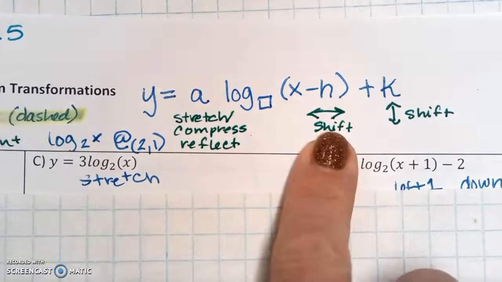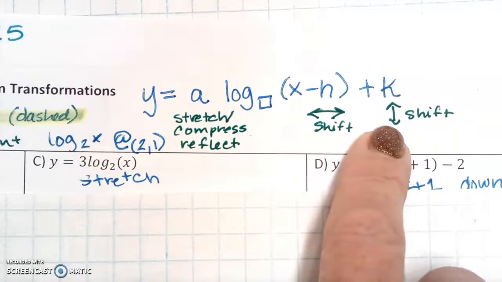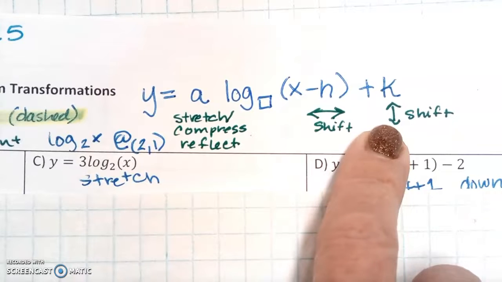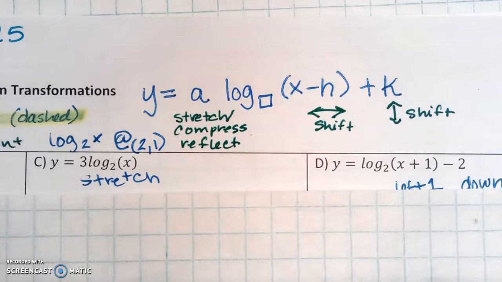So that's going to shift it left or right, and whatever number is here for k is going to be your shift up or down. Okay? Give you a second to copy that down.